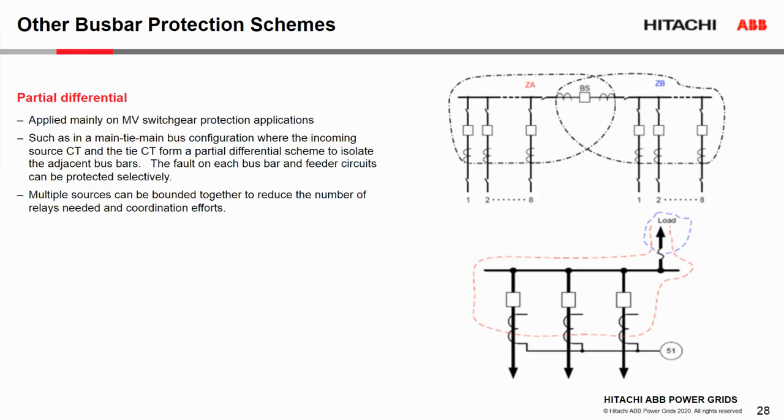Next is another type of busbar protection scheme, the partial differential. As I mentioned briefly before, it's mainly applied in many medium voltage switchgear applications, such as the main-tie-main bus configuration, where the incoming source CT and the tie CT can be connected in the partial differential scheme to isolate the adjacent busbar. In other words, you isolate bus A and bus B. So whatever falls on bus A, your incomer, that partial differential circuit will not detect anything other than the fault on bus A. The advantage is that you do not need to coordinate, so the coordination effort is reduced. Similarly, multiple sources can be bundled together to reduce the number of relays needed and the coordination effort. That is how the partial differential is typically applied.